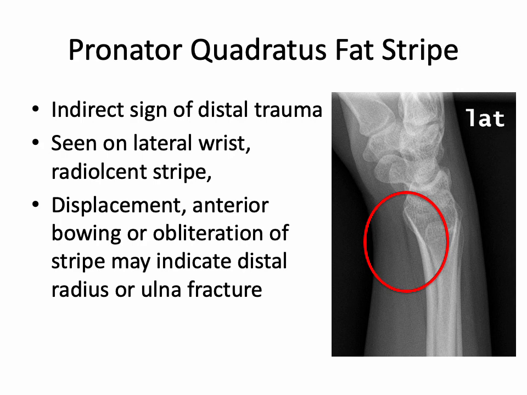Another thing to look for around the wrist that might clue you into an occult fracture is a pronator quadratus fat stripe. The pronator quadratus sits on the volar aspects of the wrist, and it's usually a radiolucent or lucent stripe that's quite thin and pretty straight along the wrist there. Displacement or anterior bowing of the stripe can indicate a distal radius or ulnar fracture.